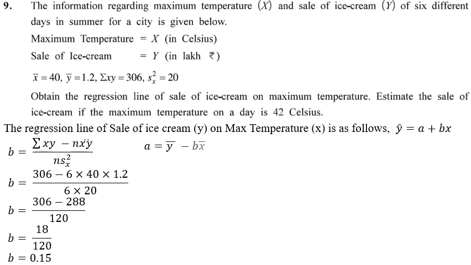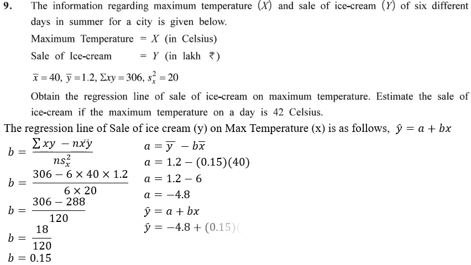Using the value of b, we will put this value into our equation for a, which is y bar minus b x bar. Here y bar is 1.2, b is 0.15, and x bar is 40. Multiply b and x bar to get 6, which deducted from 1.2 will get you negative 4.8. Start with your regression equation and put negative 4.8 and 0.15 into this equation. You will get the regression line as negative 4.8 plus 0.15 into x.